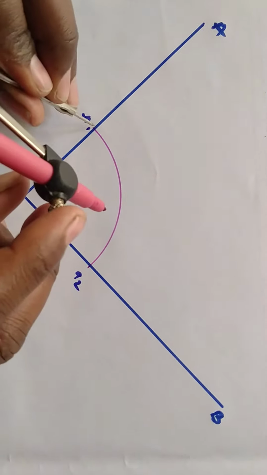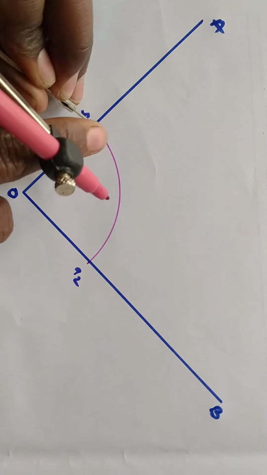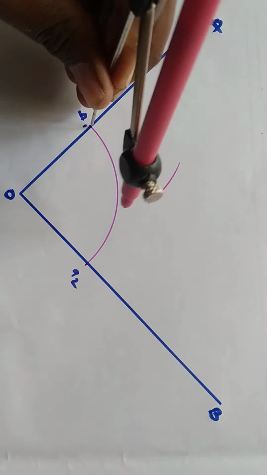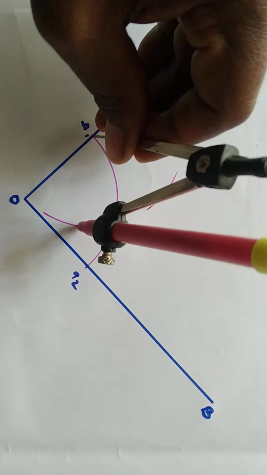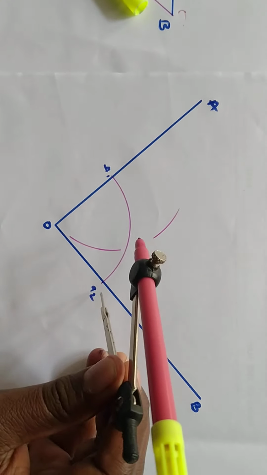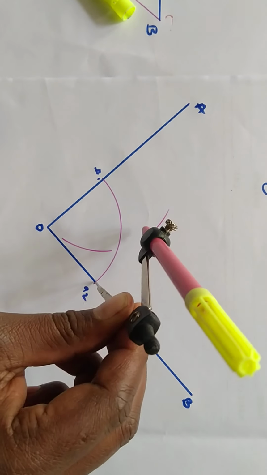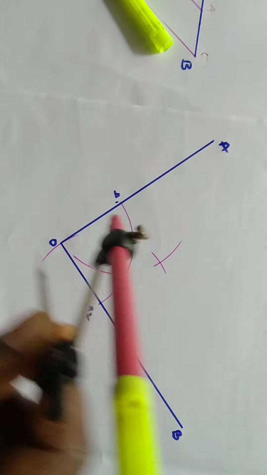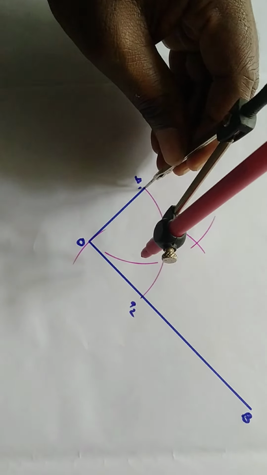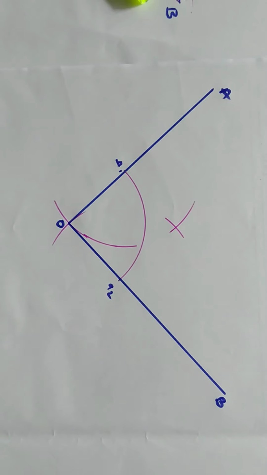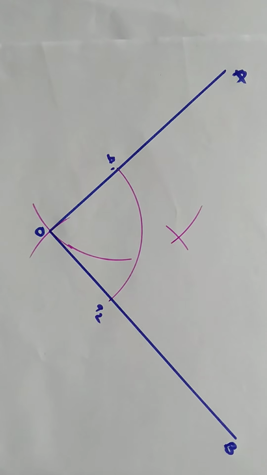Next, from A1, with half of the above radius draw an arc above and draw an arc below. Next, from point A2 draw an arc above and draw an arc below. You have to bisect these intersection lines.